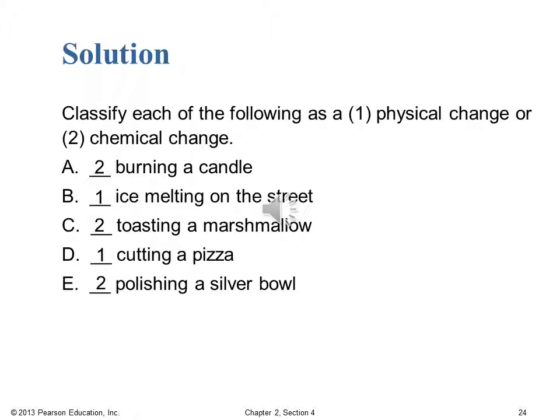D, cutting a pizza. That's a physical change. We're just taking that whole pizza, which is a substance, and we're cutting it into smaller pieces. They're all still the same substance. And then finally, E, polishing a silver bowl. Well, we talked about silver and tarnish, and that the silver polish is a chemical reaction to take away that tarnish. So that's a chemical change too.